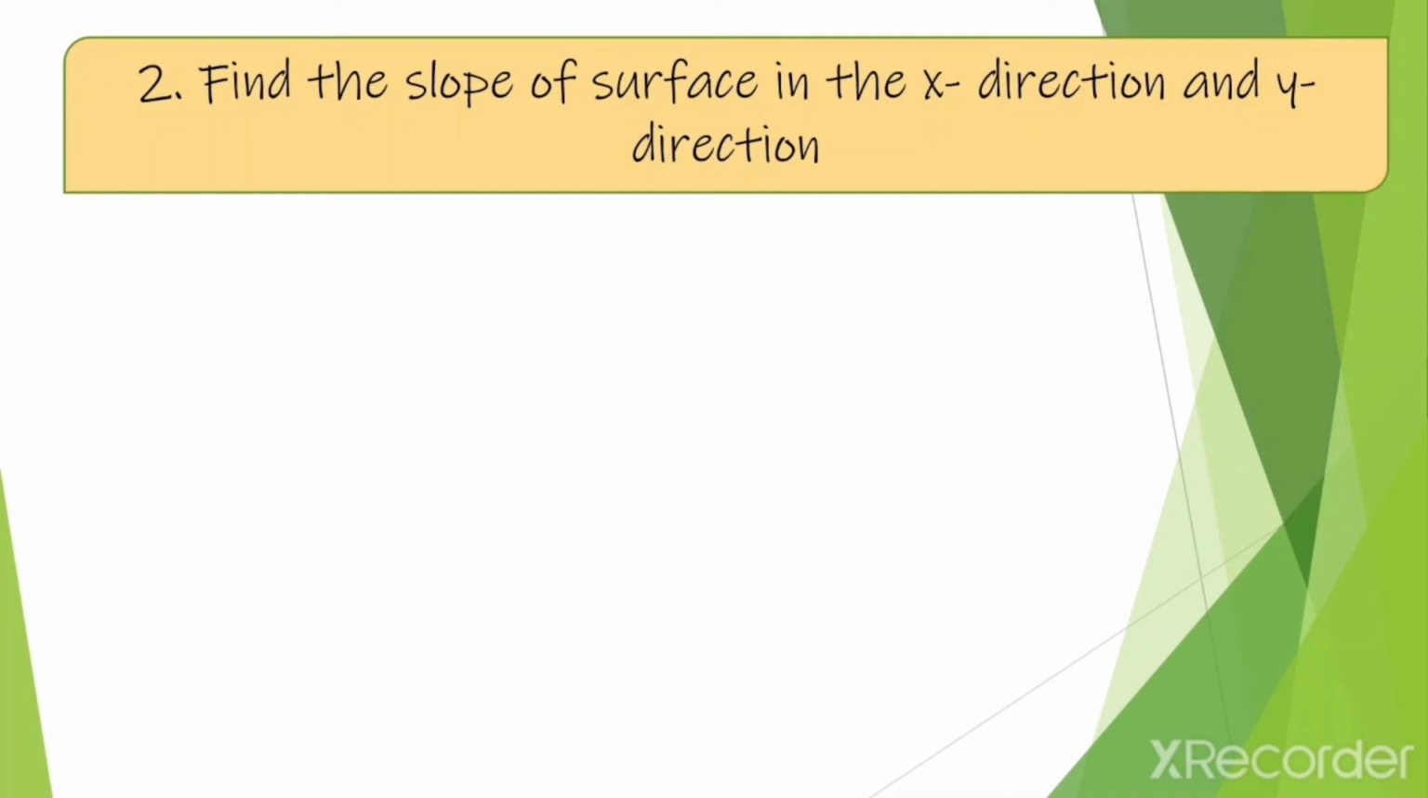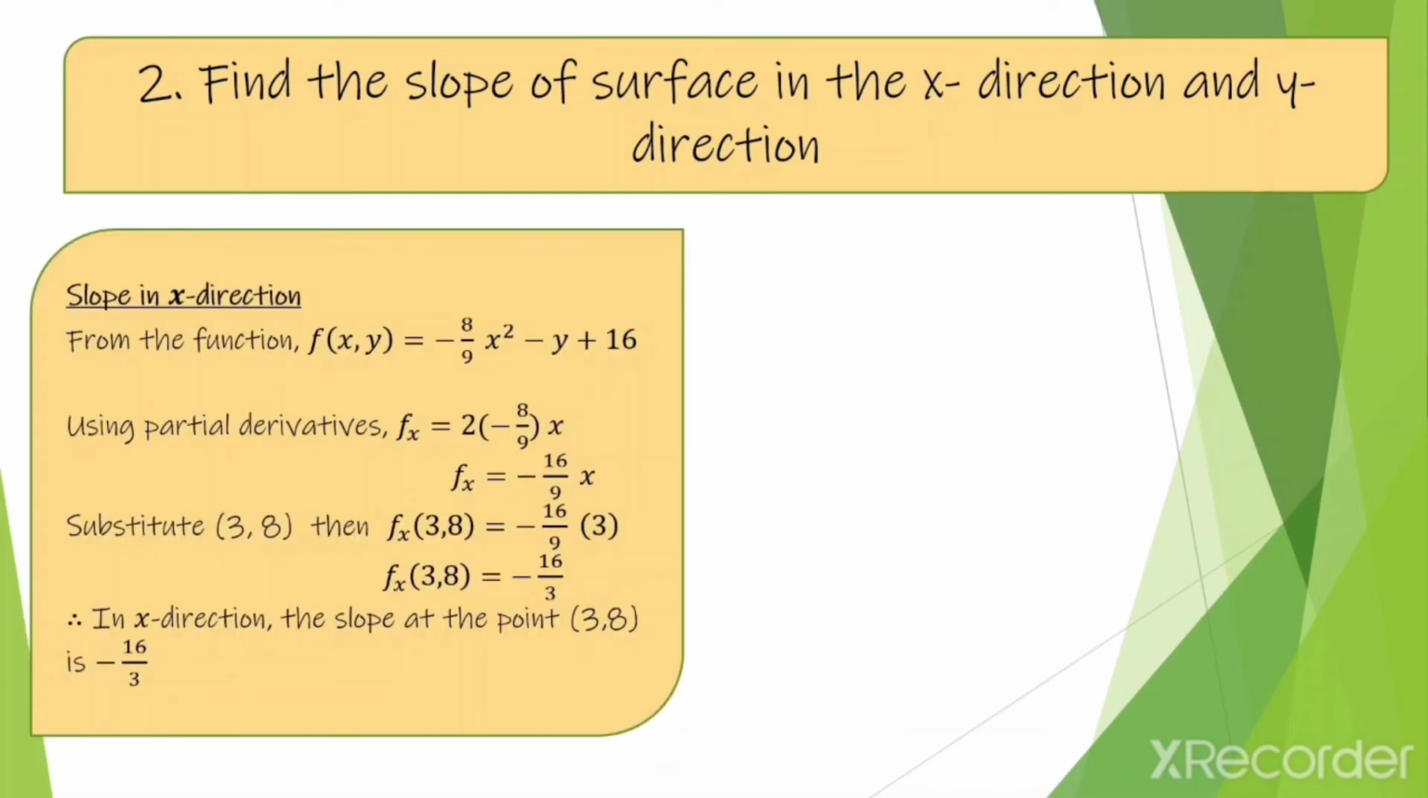Next, second step, find the slope of the surface in the x direction and y direction. For the slope in the x direction, we have to use the partial derivative for fx, and then we get fx equals negative 16 over 9 times x. And then we just substitute the point that we have used just now into the fx equation, and then we get fx equals negative 16 over 3. In the x direction, the slope at the point (3, 8) is negative 16 over 3.